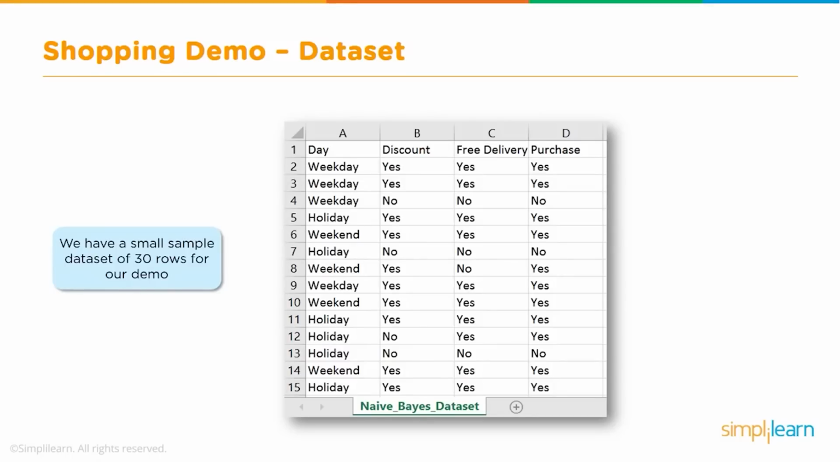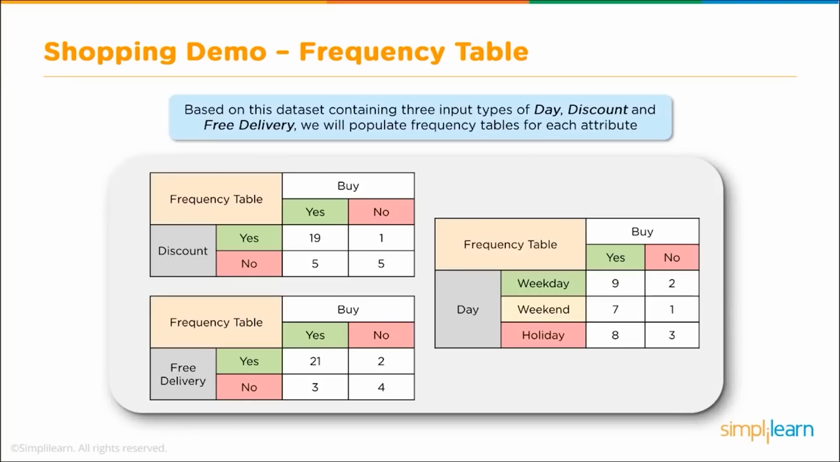The first thing we want to do is take this data, based on the data set containing our 3 inputs, day, discount, and free delivery, and populate it into frequency tables for each attribute. So we want to know if they had a discount, how many people buy and did not buy. Did they have a discount, yes or no? Did we have a free delivery, yes or no? On those days, how many people made a purchase, how many people didn't? And the same with the 3 days of the week. Was it a weekday, a weekend, a holiday? And did they buy, yes or no?